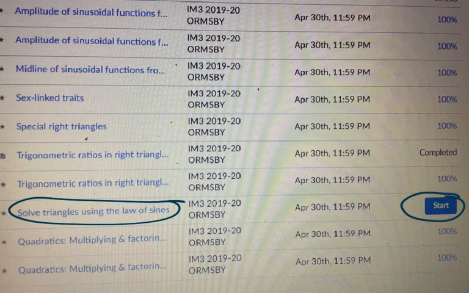I think in Mr. Collier's classroom. Remember, I'm part of Mr. Collier's classroom, just to see what he's doing. But anyways, I clicked on Start.